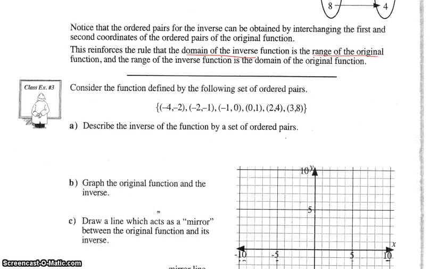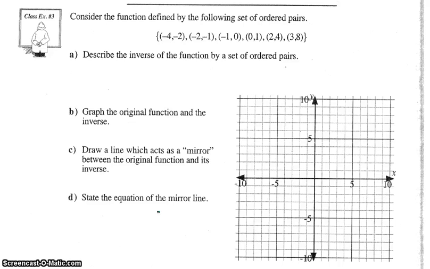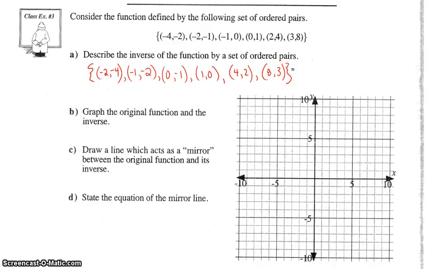Okay, let's try example number 3. Consider the function defined by the following set of ordered pairs. Okay, here's our ordered pairs. Describe the inverse of the function by a set of ordered pairs. So they basically want us to take these ordered pairs, switch x and y. You go ahead and do that. I'll do that as well, and then we'll check and see if we have the same answer. Pause your video. Okay, so check these ordered pairs, make sure that you have the same as well, but essentially what we did was we switched x and y in each of these ordered pairs, and that gives us the inverse.